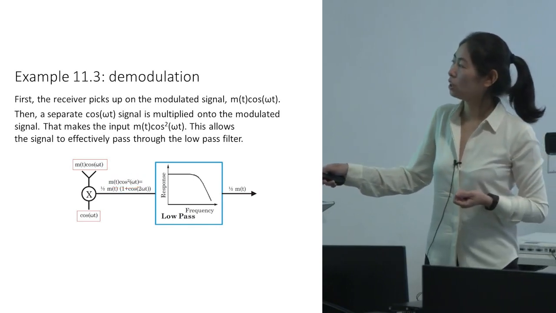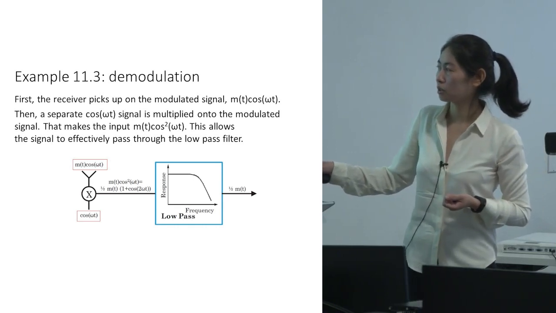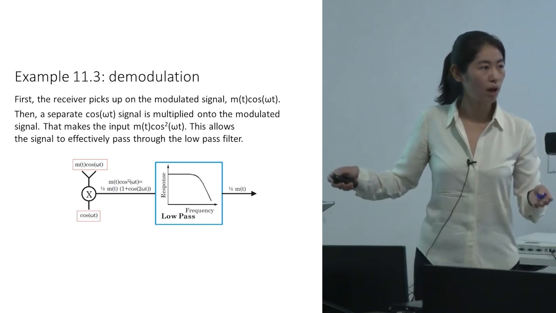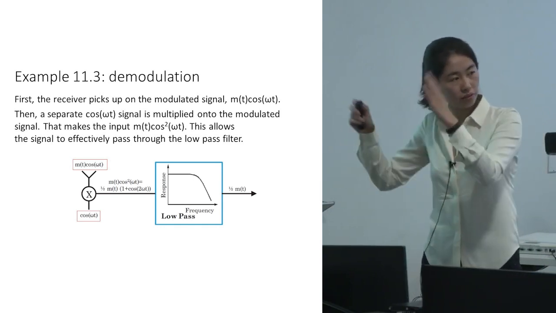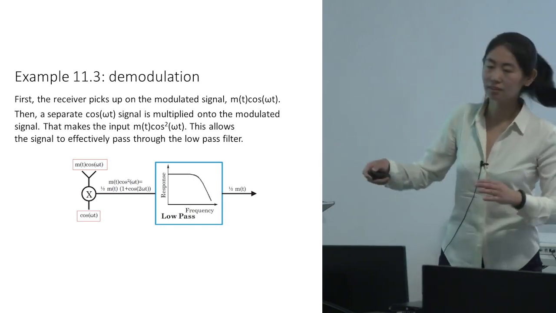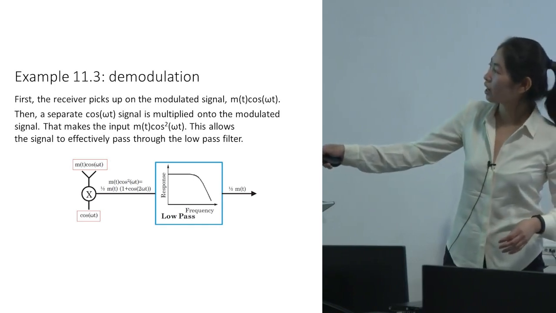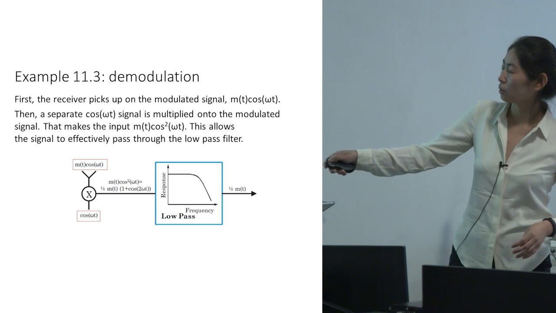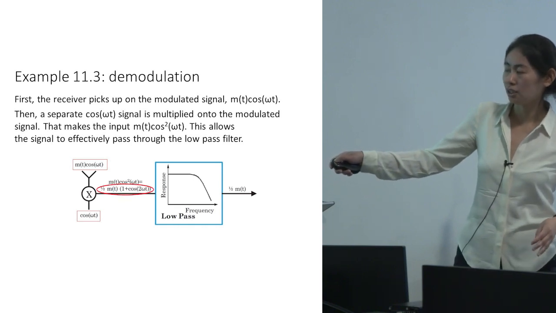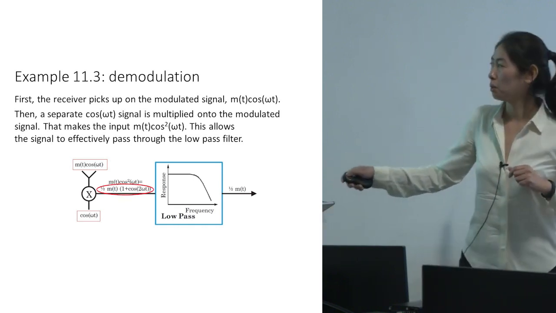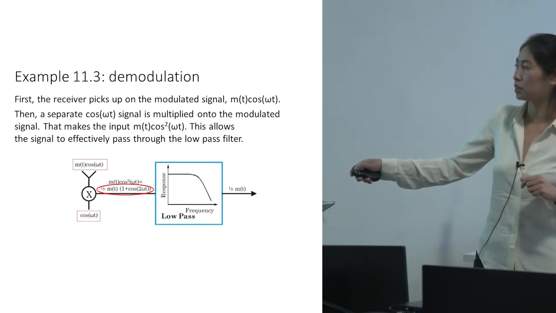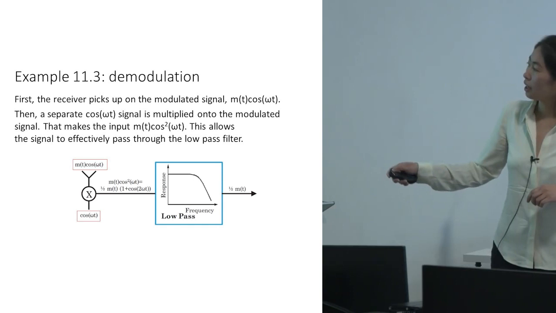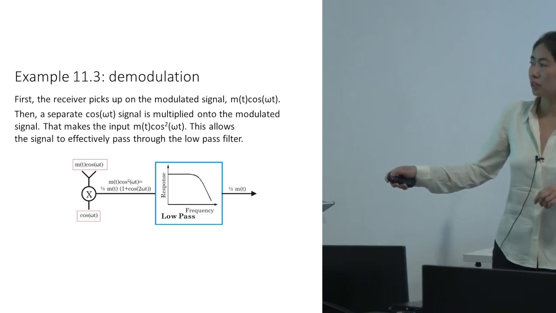So I can do a transform of this equation. We know cosine squared is equal to 1 plus cosine 2 of that angle, so 2 omega t, divided by 2. So once I do this transformation, I have a received signal which is a half of m of t, which is my signal I want to restore, plus a half of m of t times cosine 2 omega t. Then I apply a low-pass filter to this equation.